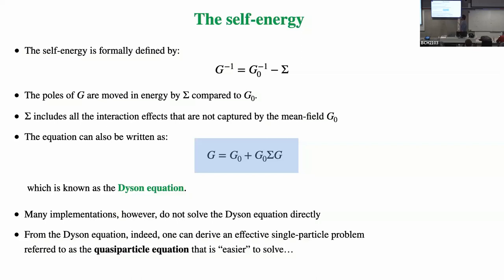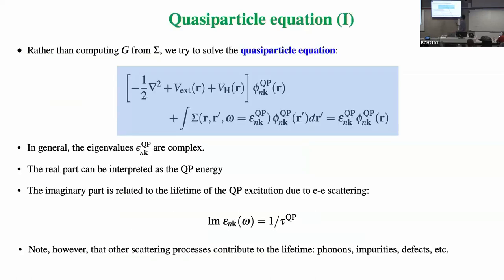Now, we never construct G or sigma explicitly as a function of r, r prime and omega, but what we do is solve the so-called quasi-particle equation, in which we have the first term that is essentially the Hartree Hamiltonian plus this integral in which sigma acts as a kernel. But I would like to mention that here, the self-energy must be evaluated at the quasi-particle energy. So this is not a standard eigenvalue problem. This is a non-linear eigenvalue problem because our unknown quasi-particle energy appears on both sides of this equation. The quasi-particle energies might be complex. So the real part is the position of the spectral function. The imaginary part gives you the lifetime of the excitation due to electron-electron interaction.